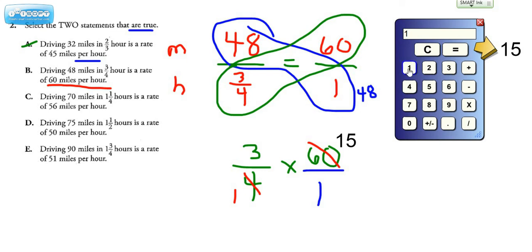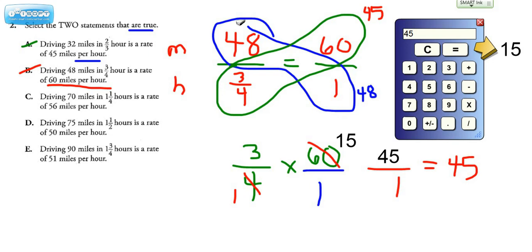3 times 15 equals. All right, now we're in business. That equals 45. 3 times 15 is 45. And if we have that over 1, that still equals 45. So in other words, this green cross product, 3/4 times 60, is equal to 45. So we're not going to pick that because these cross products are not equivalent. Let's reject that one.